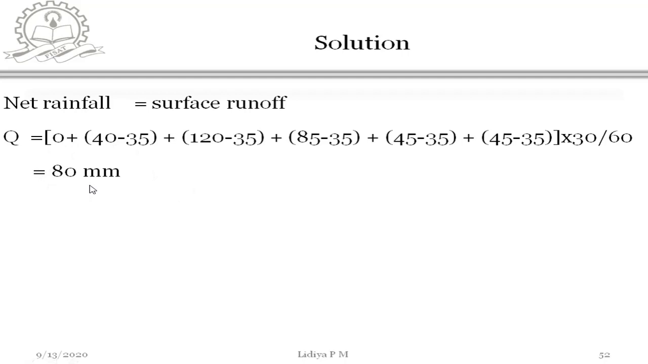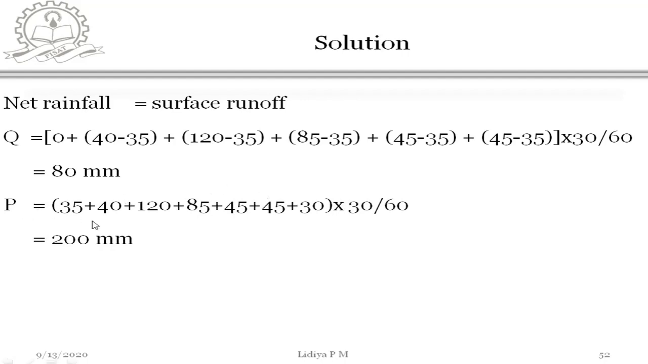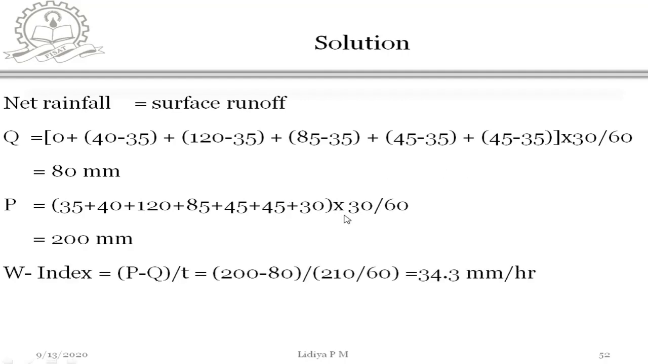The next step, we have to calculate what is the total precipitation. So total precipitation, I'm adding all the intensities first, that is 35 plus 40 plus 120 plus 85 plus 40 plus 45 plus 30, then converting that from minutes into hours, that is each value is given for 30 minutes interval, so 30 divided by 60, so total rainfall it is 200 mm. Or you have to draw the hydrograph and you can calculate. So next one, if it is a uniform time interval, then there is no need to draw the hydrograph.